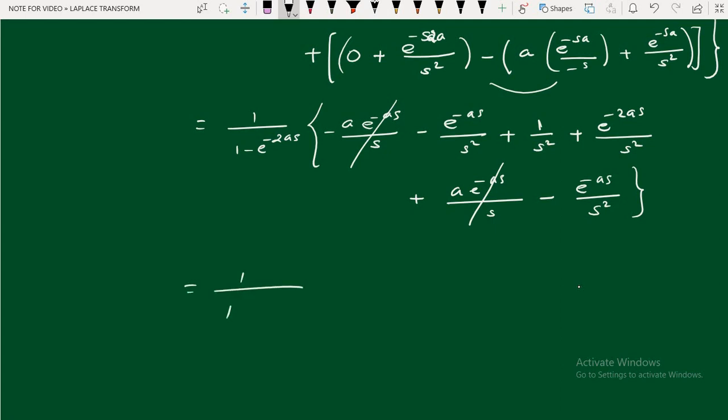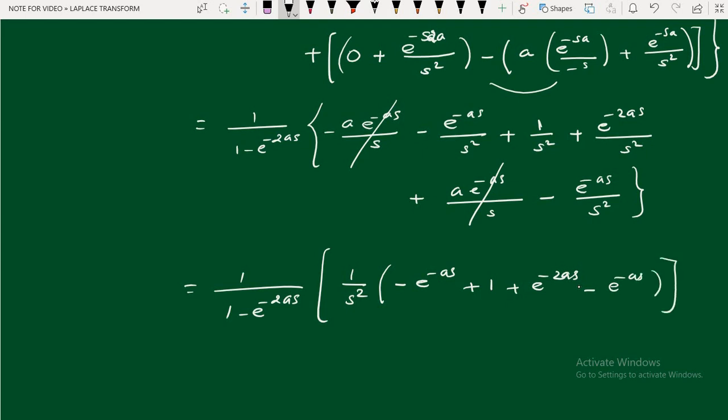1 by 1 minus e power minus 2as into 1 by s square. There is a minus, and we can take that s square as common. In all the terms we have s square, so 1 by s square is common. Take that outside. So the remaining terms are minus e power minus as plus 1 plus e power minus 2as minus e power minus as.